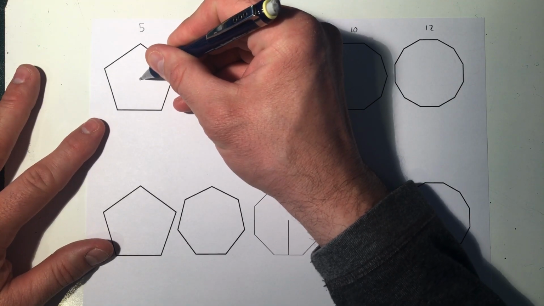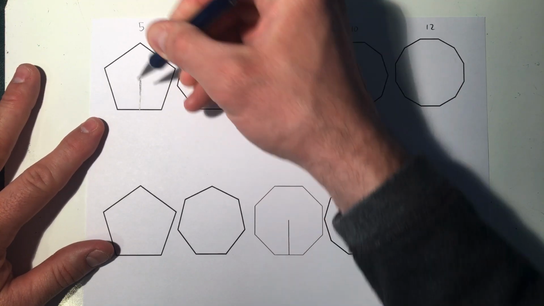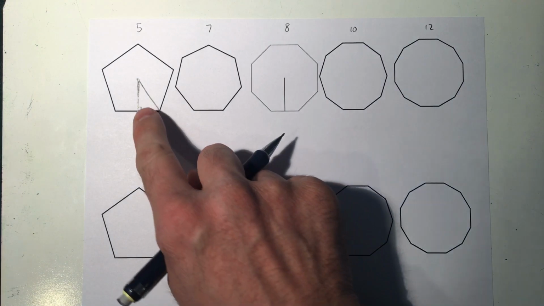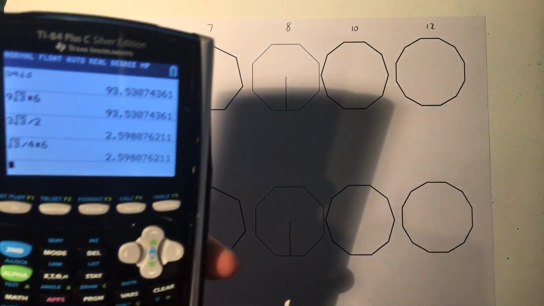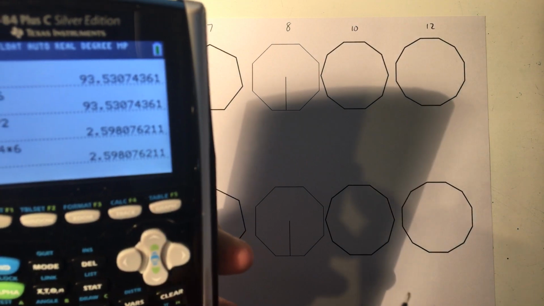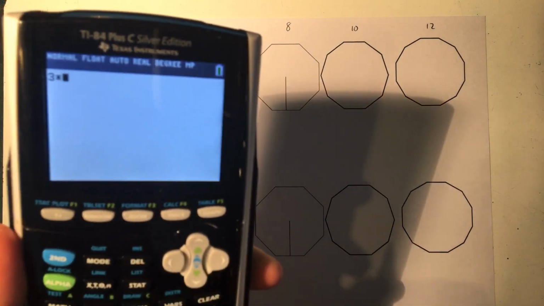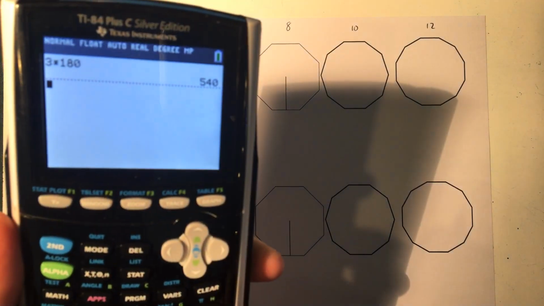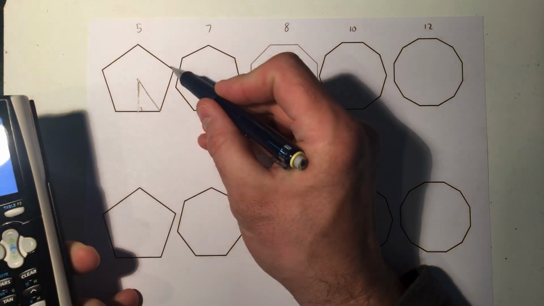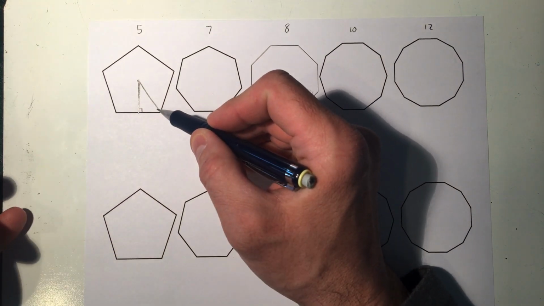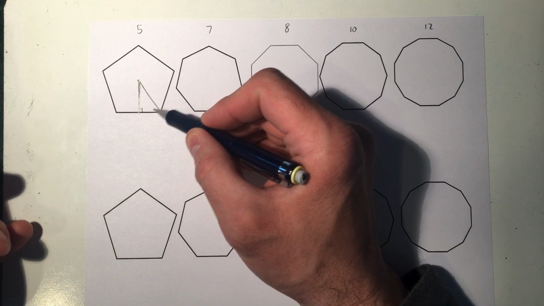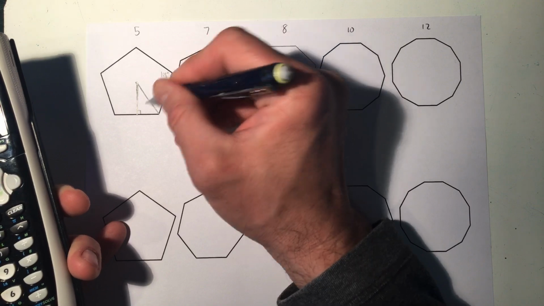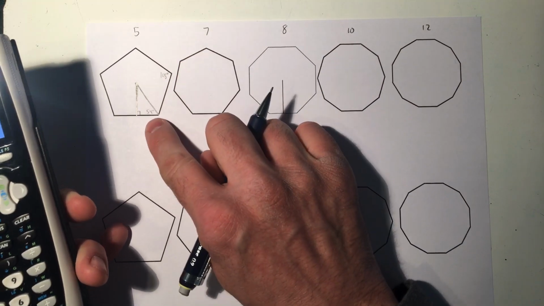If I draw my apothem, not super straight, sorry about that, in a regular pentagon, remember that n minus 2, so 3, times 180, the whole entire pentagon adds up to 540. If you divide that by 5, you're going to get 108. So this whole angle here is 108, but this is divided into 54 and 54. So this is 108 degrees, but this is 54 degrees, which is cool.